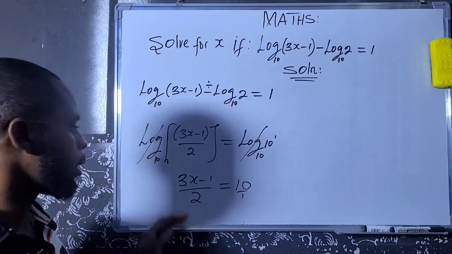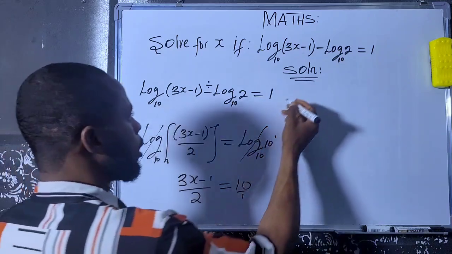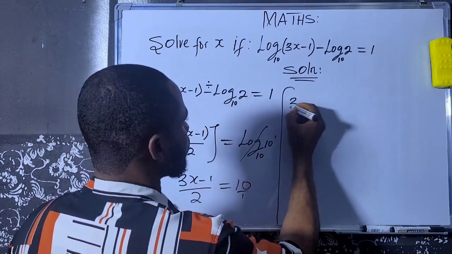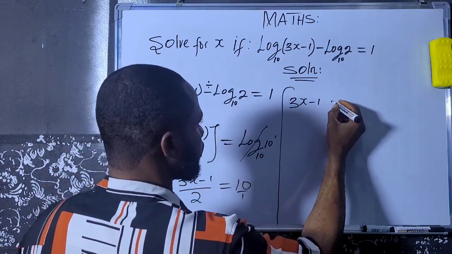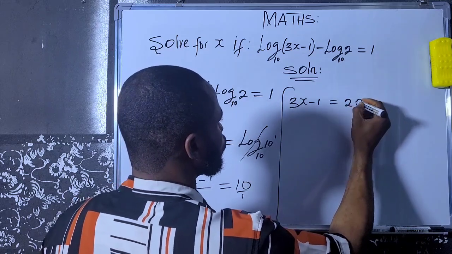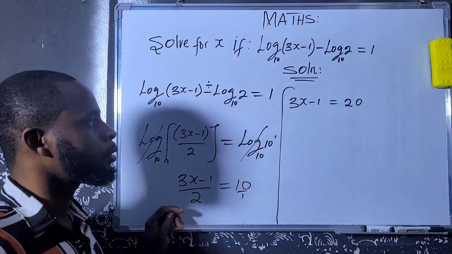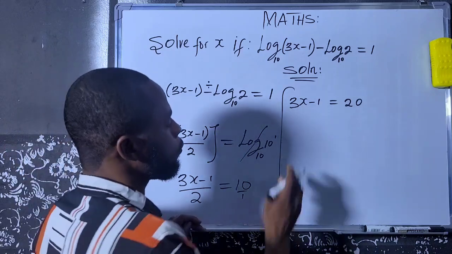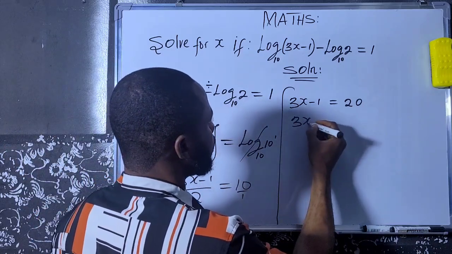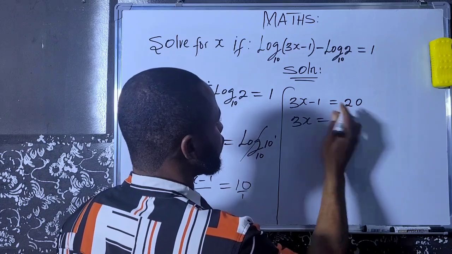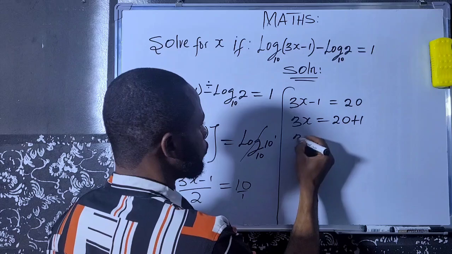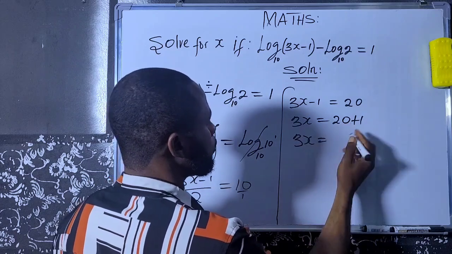Now the next step to apply here is cross multiplication. And the equation becomes 3x minus 1 equals 2 times 10. That gives us 20. As such, we are going to collect like terms now, and we have here 3x equals 20. If you move negative 1 down here, it becomes plus 1. Therefore, 3x equals 20 plus 1.